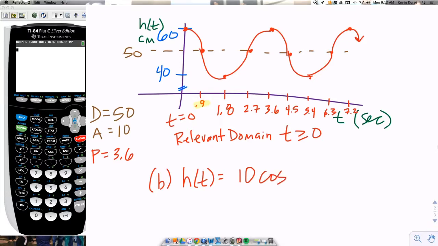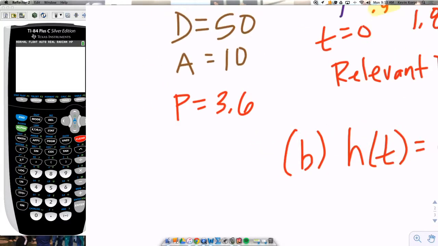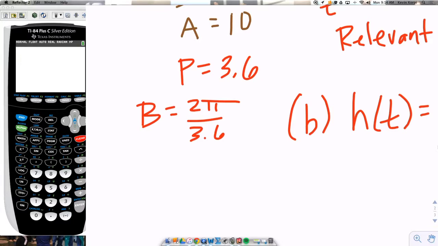So positive cosine, parentheses. Does the period go next, 3.6? No. What goes next? The b value, which is 2 pi over 3.6. Now let's see how we can contend with that. Does 2 pi over 3.6 simplify? It sure does. It's 1 pi over half of 3.6, which is 1.8. Now here's what I can promise you. If I ask you for the equation of this on a multiple choice, that b value would not be there because you have mixed notation. You have a fraction and a decimal, both of which are used to communicate parts and numbers.